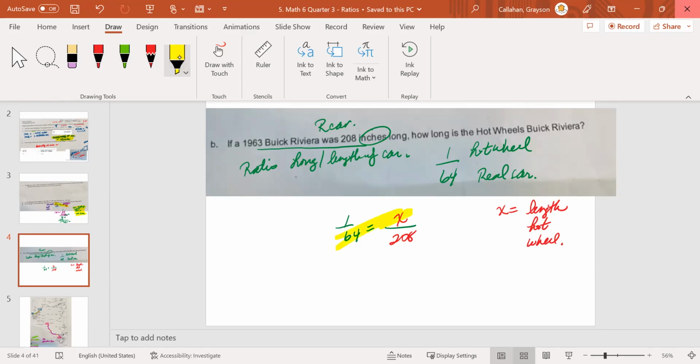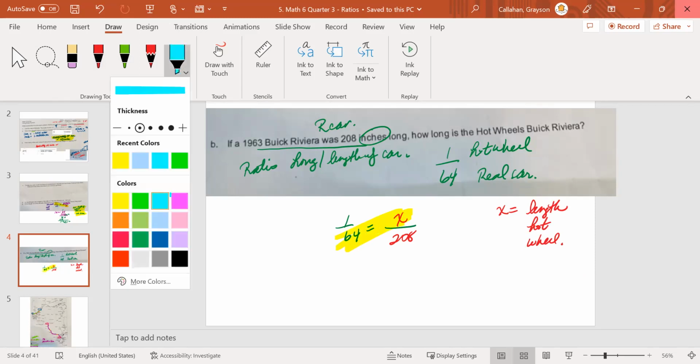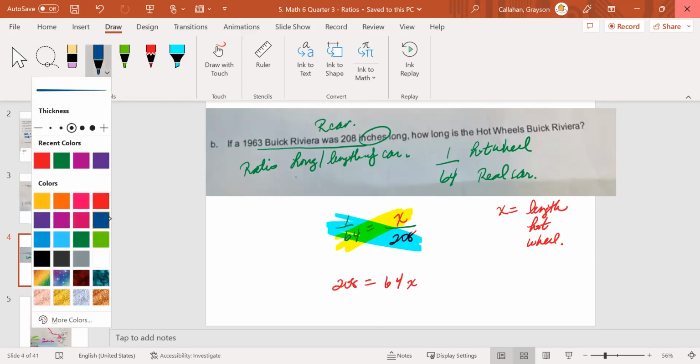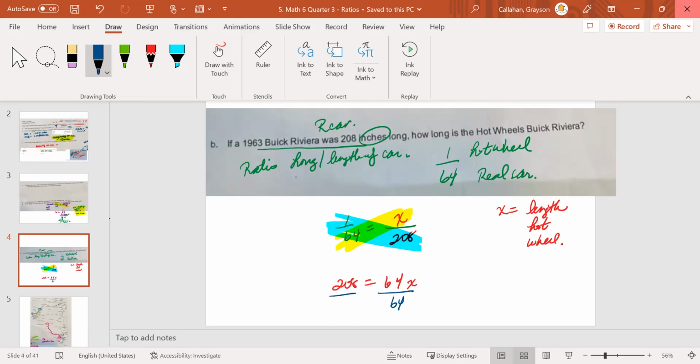So now I want you to go ahead and cross multiply. When you do that, you get 208 equals 64x. What do you do next? Divided by 64 on both sides. Numerator goes inside the box. 64 goes outside the box.